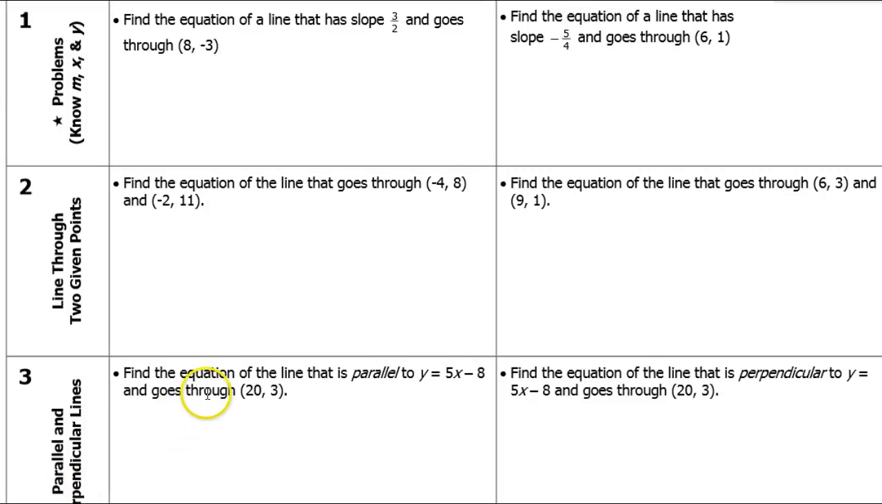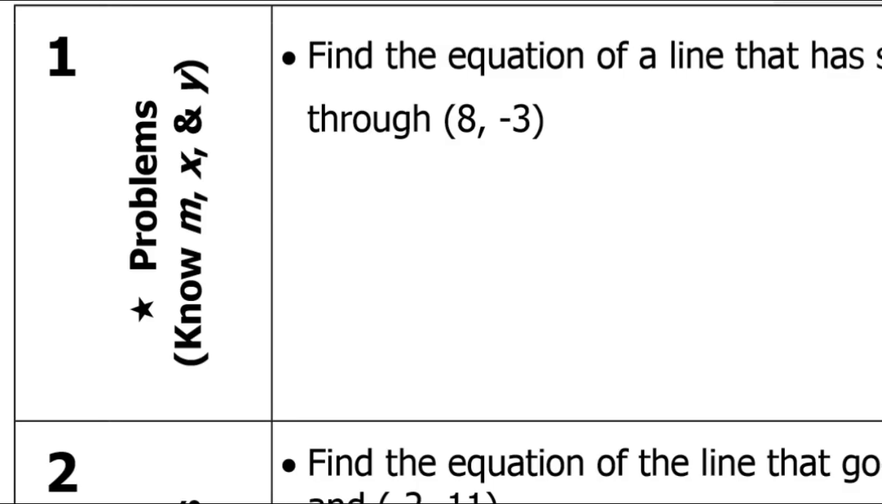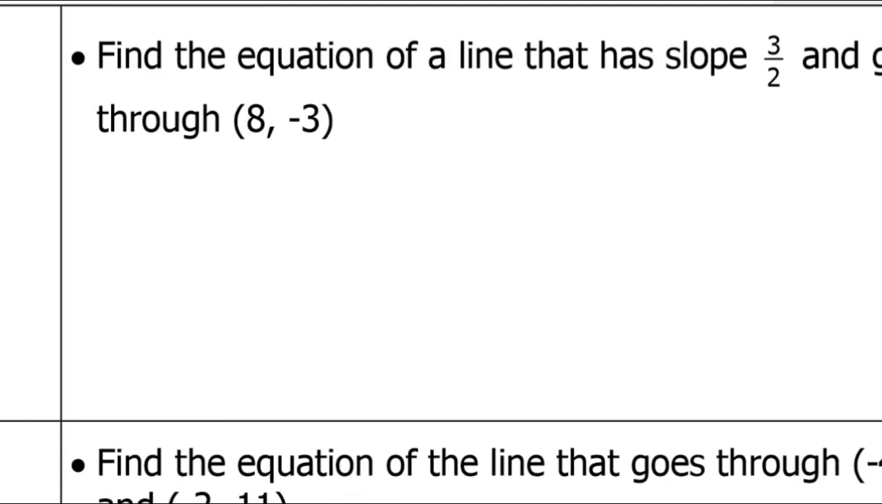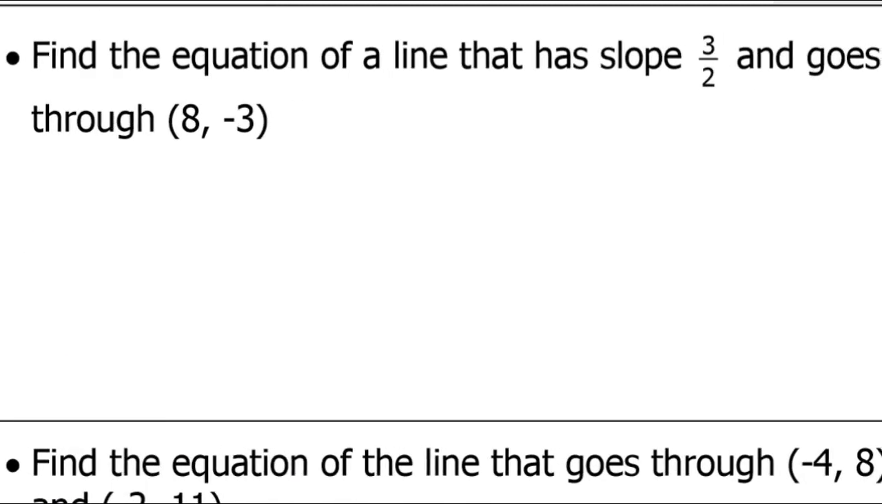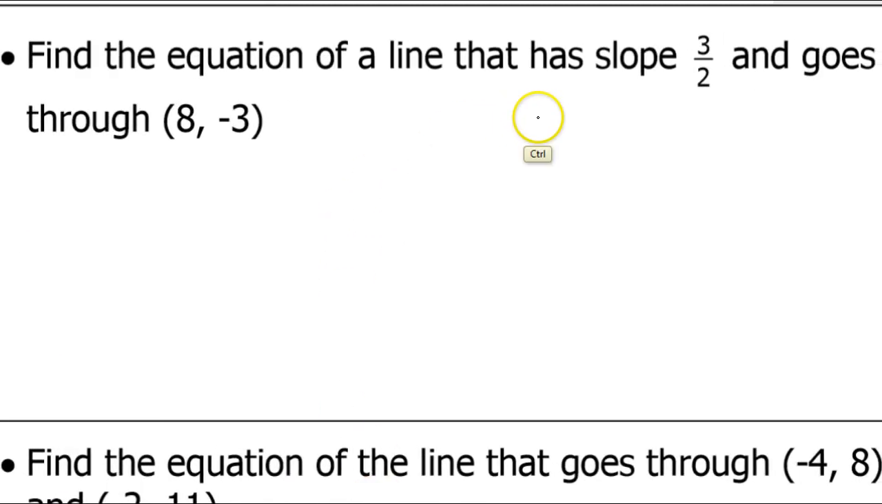In this video, we will practice writing the equation of a line given various types of information. So here comes problem number 1, part 1. Find the equation of a line that has this slope and goes through this point.